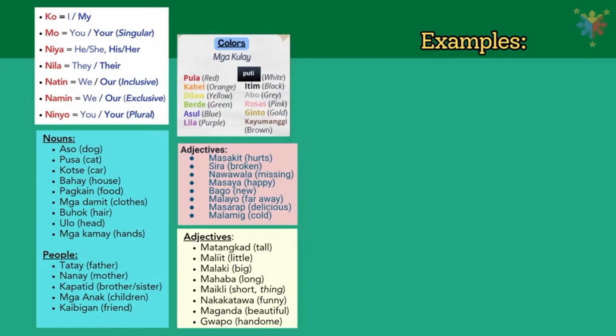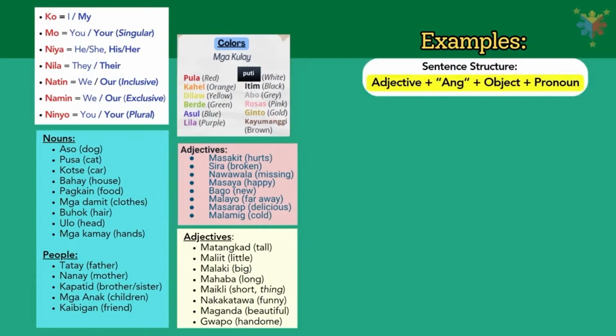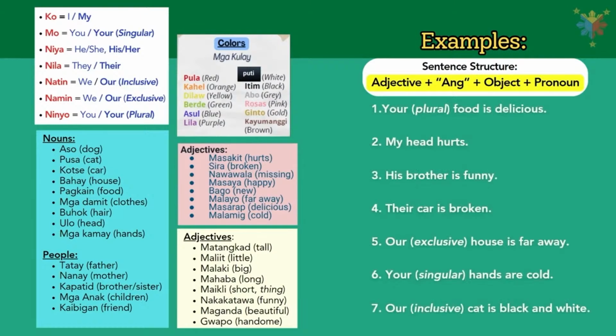Now here is the sentence structure for using these possessive pronouns. So first comes the adjective, then it's the word ang, which means is or are, then it's the object, and then it's the pronoun. So let's take a look at some examples. Number 1, your, plural, food is delicious. Let's do this one together. So the adjective comes first. Take a look at the sentence structure. Adjective comes first, so it would be masarap.